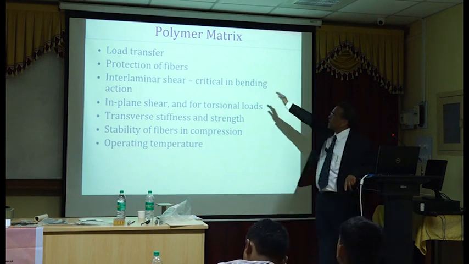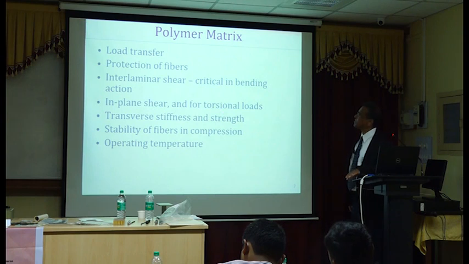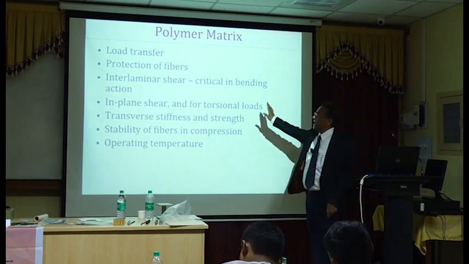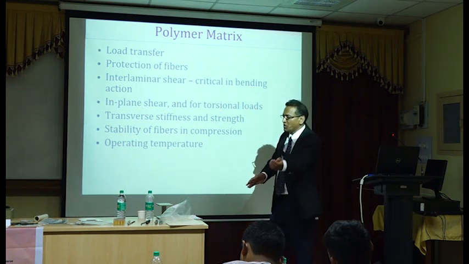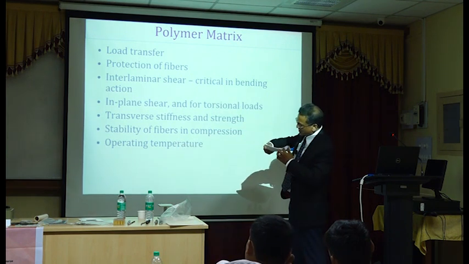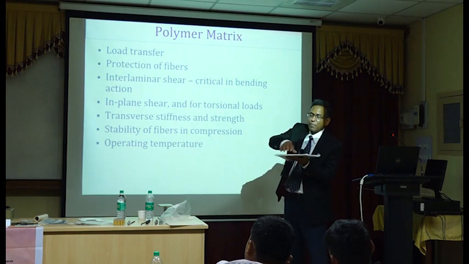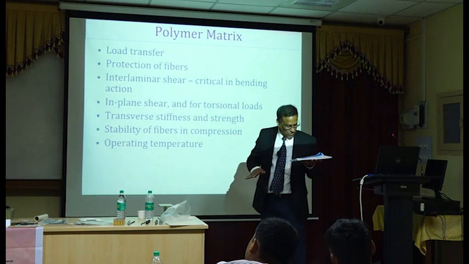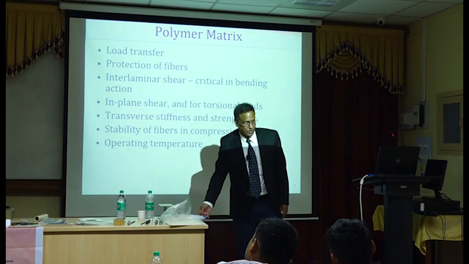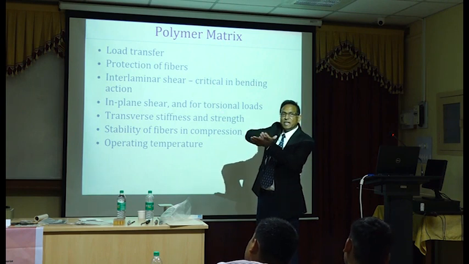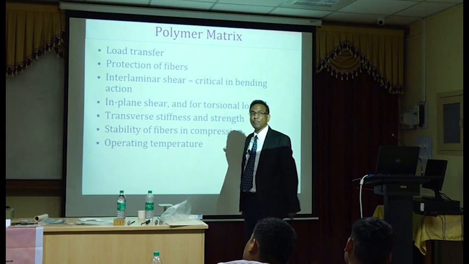Okay, so why do we need polymer matrix? I mentioned this previously, but primarily load transfer and protection of fibers. In case of interlaminar shear, what is interlaminar shear? You have a composite, let's say this is a composite plate, it has millions of fibers in the cross section, right? So if I apply a load, the layers of the composite would want to slide on each other, right? So that property is mainly dominated by matrix, not the fiber.